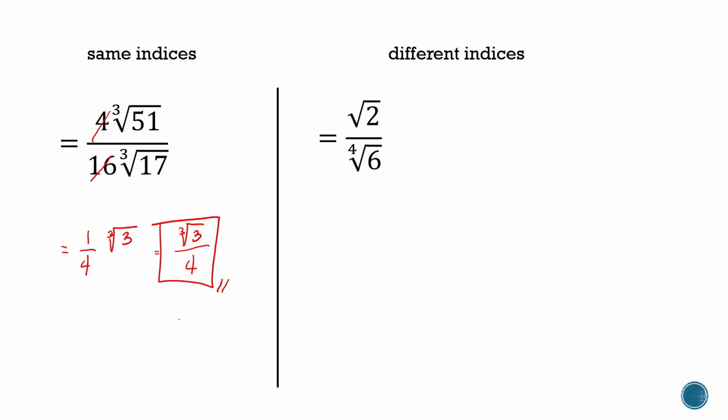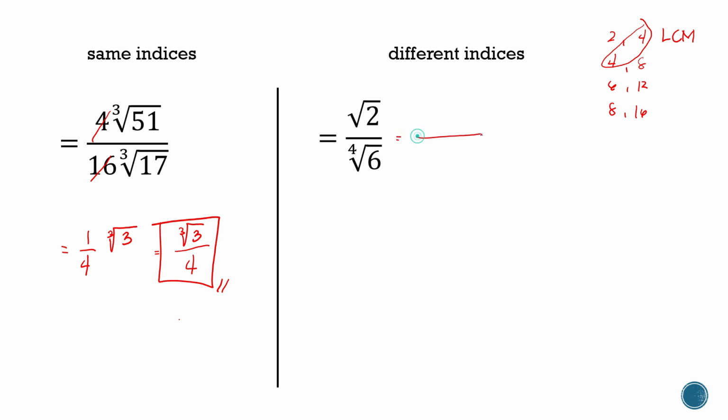If the indices are different, just like in here, square root of 2 over the fourth root of 6, we need to do something to make the indices the same. And how are we going to do that? First, I'm going to list here the indices 2 and 4. And then I need to find the least common multiple of those two numbers. Multiples of 2 are 2, 4, and then 6. Multiples of 4 are 8, 12, and 16. And here we can clearly see that the LCM, or the least common multiple, is 4.